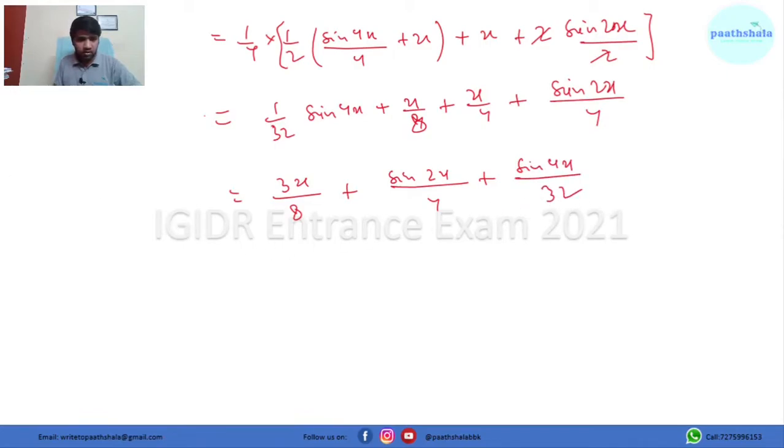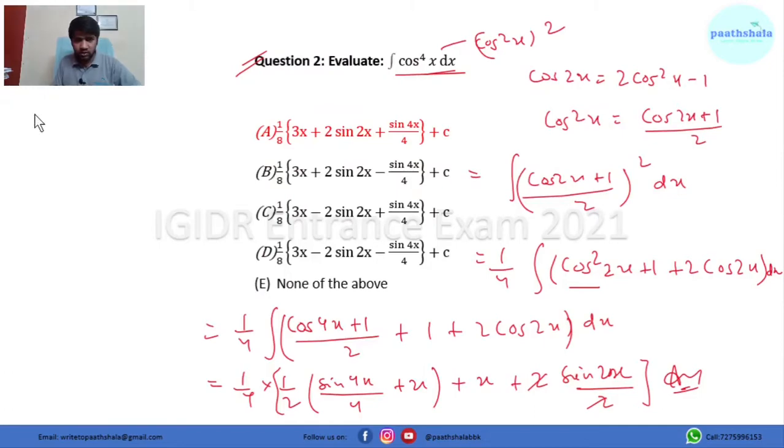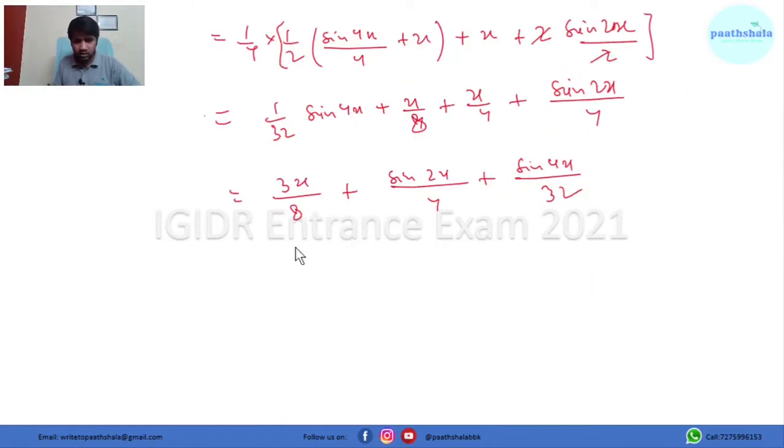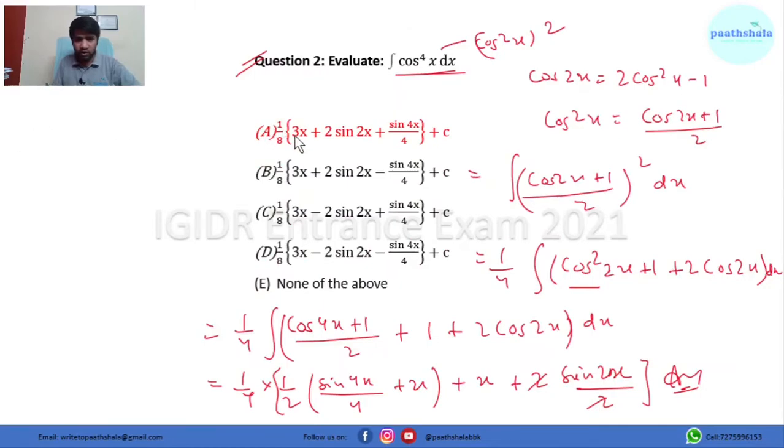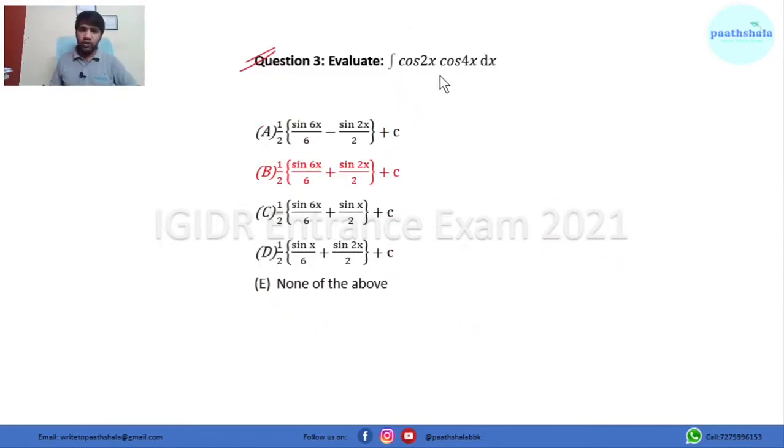Okay, so let's look at the options. Here they are taking 8 as common, so again let's take 8 as common. This will be (3x plus 2 sine 2x plus sine 4x) upon 4. This will be the answer. So if we look at the choices, option 1 is the right option. Okay. So let's move to question number 3.